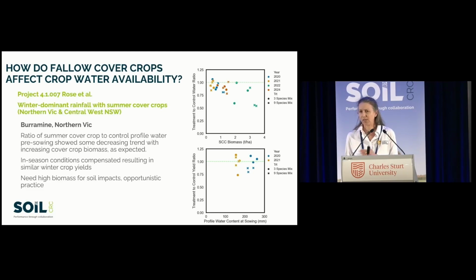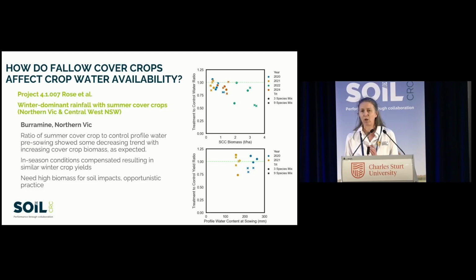And there's a general downwards trend where the more summer cover crop biomass that was grown in that particular year, the less water available at sowing in the profile, which was what we might have expected. The biomass ranges are not particularly large. The summer cover crop opportunities were small in that environment to grow a lot of biomass.